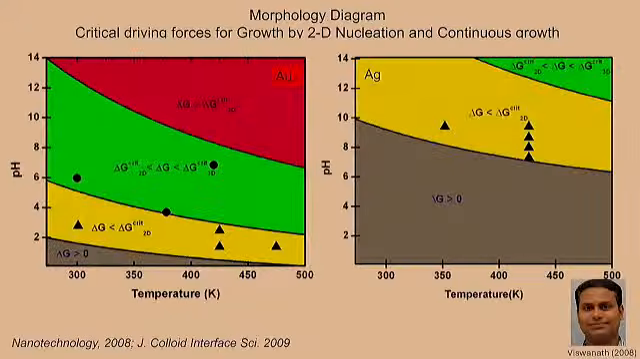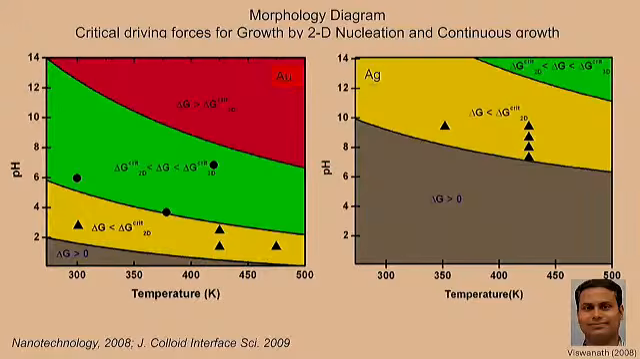We came up with these kinds of diagrams where we have pH and temperature, and this gray regime basically tells you that water cannot reduce gold salt. Delta G is greater than 0. The yellow regime tells you that it is a low driving force regime. This is the intermediate transition zone, and this is the high driving force regime. So basically, we expect to see 2D shapes in this case, where it's growing in a layer by layer fashion.